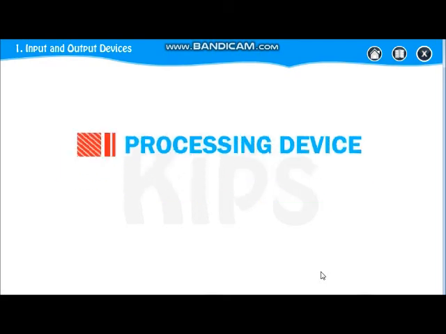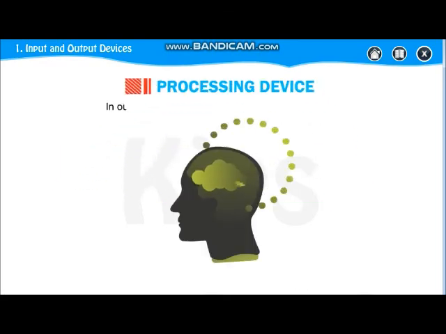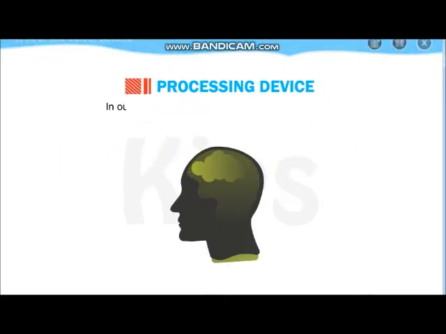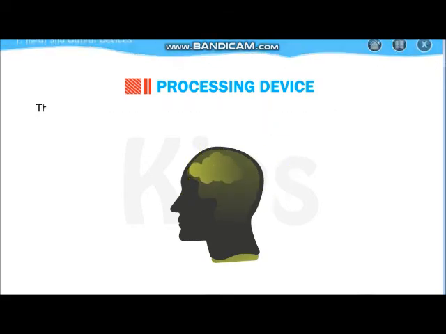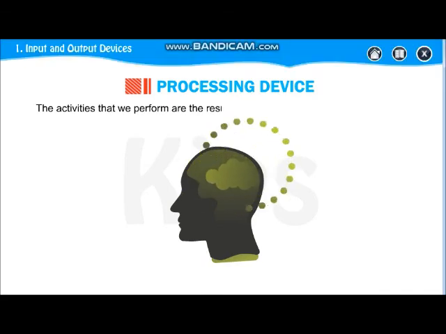Now the processing devices. We have talked about input devices and output devices. Now it's turn for the processing device. As in the human body, the brain controls our body, in the same manner in a computer, the CPU is the brain of the computer. So the CPU controls all the devices.